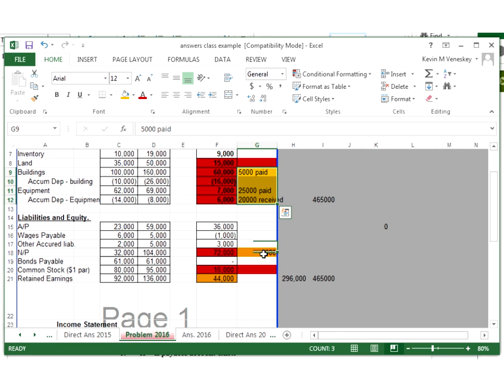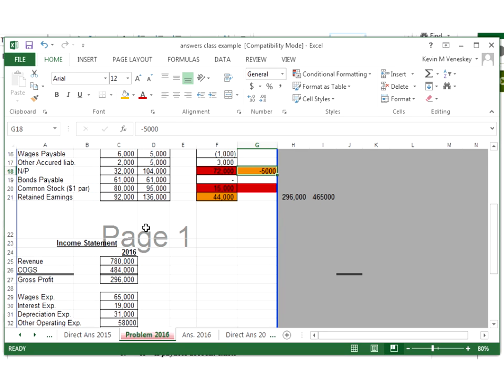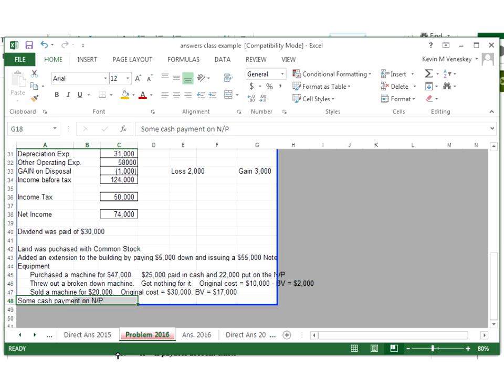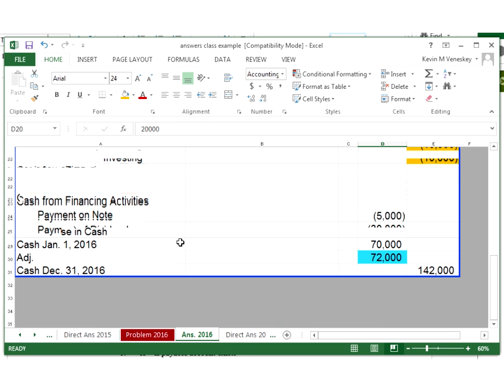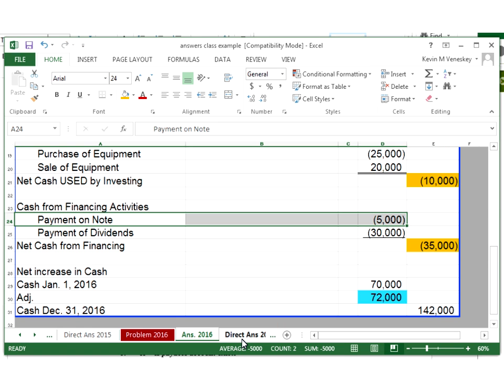Now, the last thing, I still have negative $5,000 that I haven't accounted for on my note, saying my note actually went down $5,000 when looking at it just at the cash side of things. And it does tell me here some cash payment was on my note. That makes sense. I paid $5,000 on my loans. And so that's where this is showing up in the financing payment of a note of $5,000.